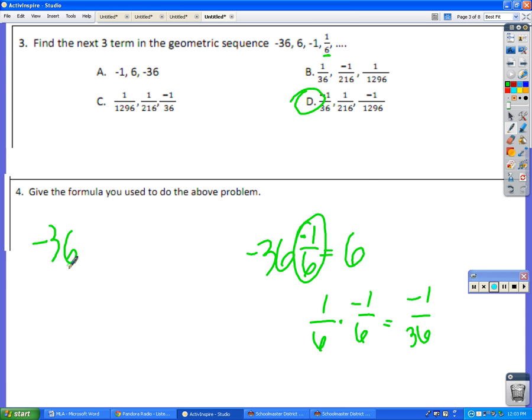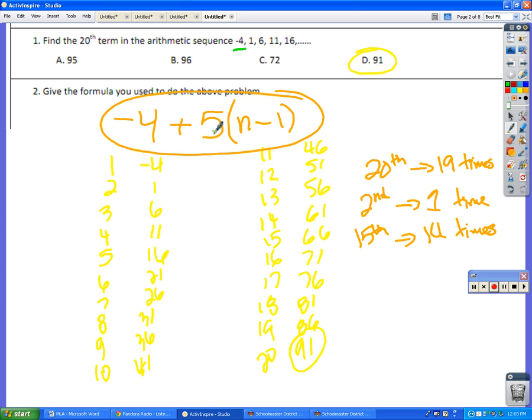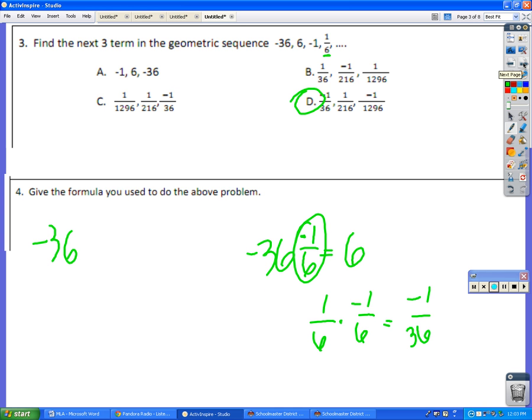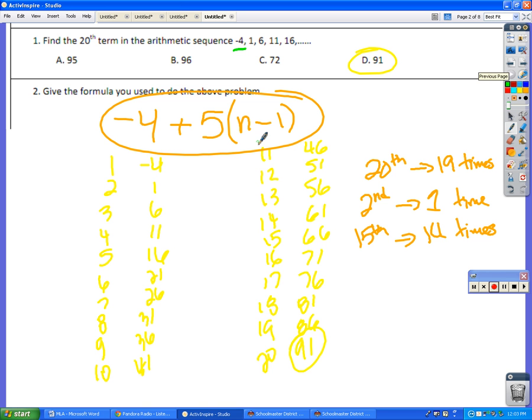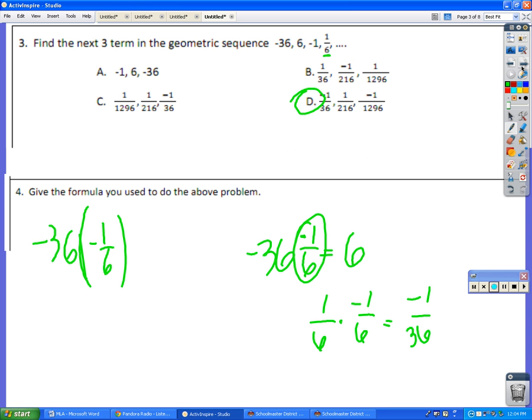The last one we were adding 5 each time, so I went plus 5. This time we multiplied by negative 1/6, so I'd go times negative 1/6. And then this is the funky part. This told me to add 5 n minus 1 times. If I want to figure out how many times I multiply, the way I show repeated multiplication is with an exponent. So this would be negative 1/6 to the n minus 1.